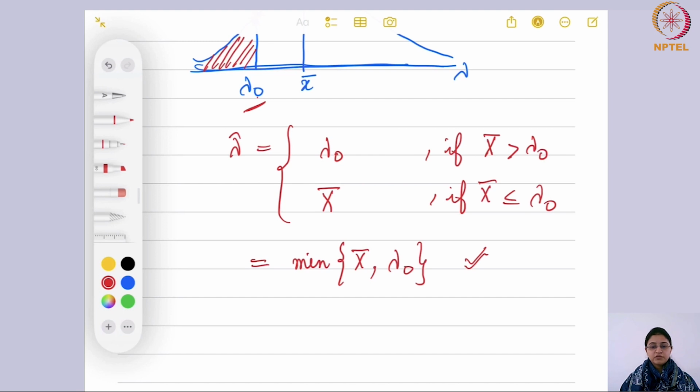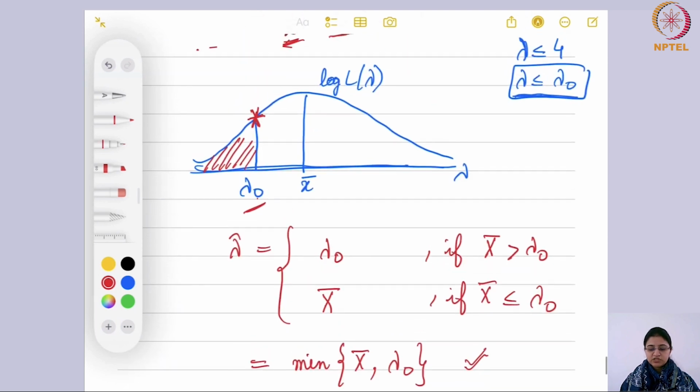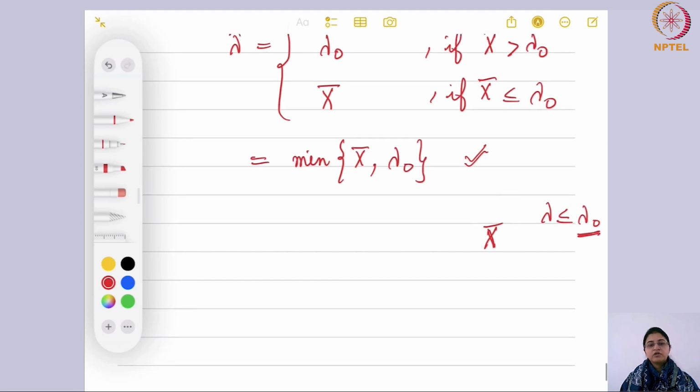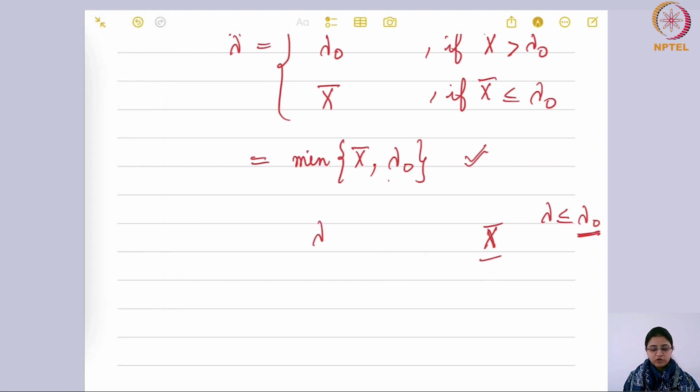Suppose you would not have paid attention to this and considered only that lambda is greater than 0 and calculated the MLE in the usual form that we do, then your MLE would be just x bar. So you are basically ignoring the fact that lambda has been restricted to be less than lambda naught, and that is why your answer x bar would be incorrect. Specifically when lambda naught is less than x bar, your MLE would be lambda naught, it will no longer be x bar.